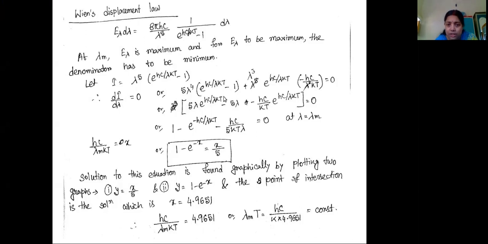You can check the formula and do it on your own. So 1 minus e to the power minus hc by lambda kT minus hc by 5 lambda kT equals 0 at lambda equal to lambda m. If you take hc by lambda kT to be x, you get 1 minus e to the power minus x equals x by 5. Now you cannot solve it easily, so you have to use the graphical method.